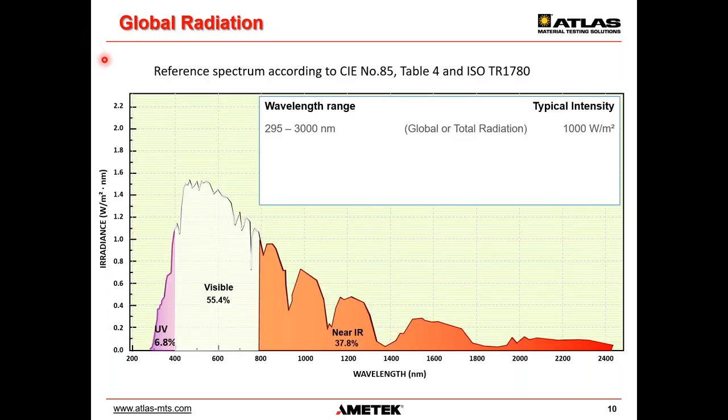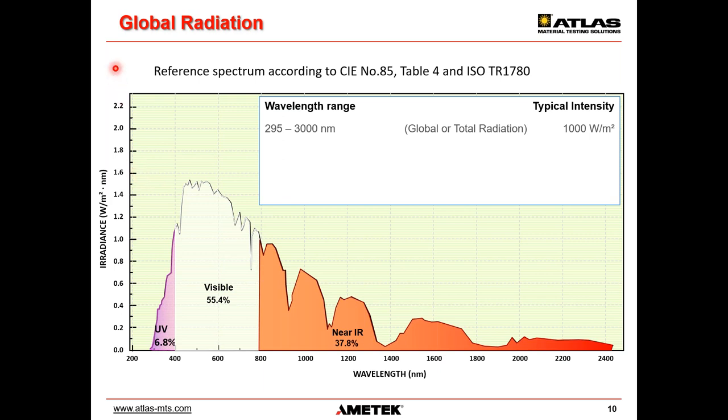In our slide here, we see that solar radiation is not a constant. It varies on both short and long-term scales: different times of the day, different seasons, different climatic or atmospheric conditions, and even elevation will have an effect on the spectral power distribution. The graphic shows the reference spectrum which we are using. This has the reference to CIE number 85, table 4. There you get this spectral power distribution for the UV, for the visible, and the IR.